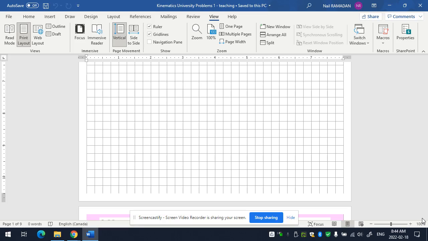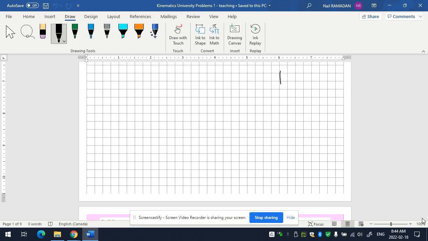So the first thing we're going to do, everyone, is maybe on the side right here, just sketch a y-axis and an x-axis. Okay, so this is south, this is west, this is north, and this is east.